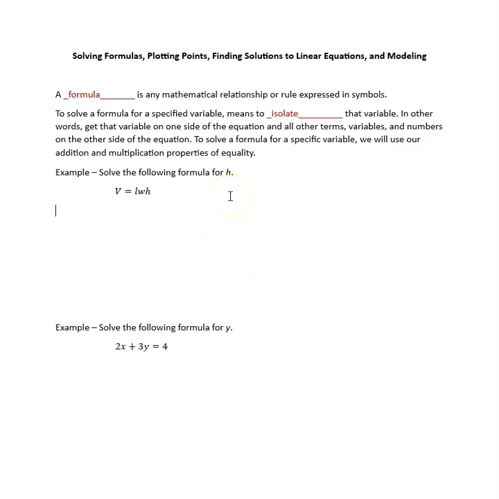Now, in order to solve a formula for a specified variable, we're going to use both the addition and multiplication properties of equality to get that variable isolated on either the left or the right side. So let's look at our first example. We want to solve the following formula for H. The first thing that we have to do is identify how many terms in the formula contain the variable H that we're solving for. And then we need to make sure that all of those terms containing H are on the same side of the formula, and everything else is on the opposite side.